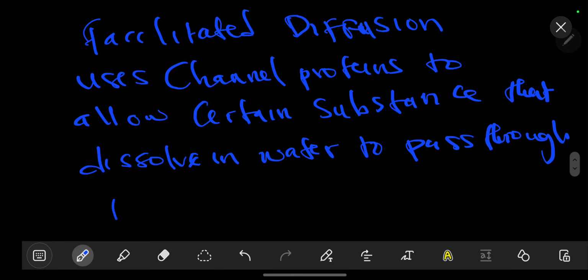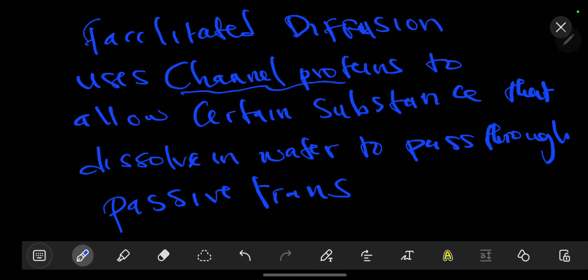So remember, facilitated diffusion is passive transport, meaning substances will move from a region where there are a lot to a region where there is a lower concentration.